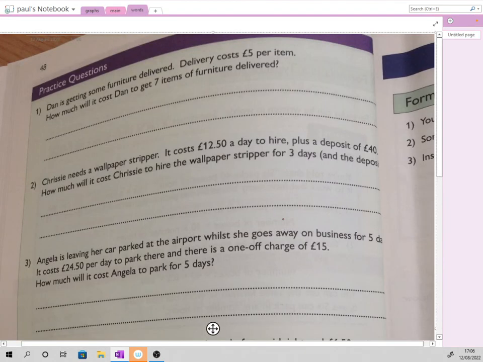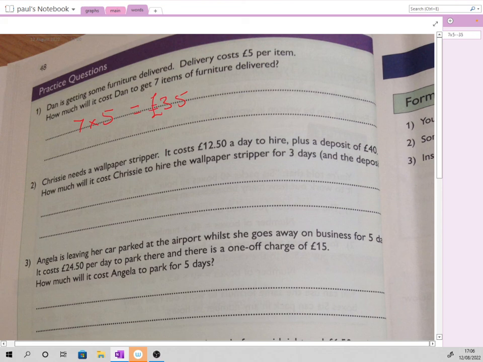And don't forget, as always with these, you can pause, have a go, see what I do, and then see if we all get the same thing. Dan is getting some furniture delivered. Delivery costs £5 an item. How much will it cost Dan to get 7 items of furniture delivered? Right, so you've got 7 items times £5 per item. So your formula is 7 times 5, which equals £35. Nice and straightforward, that one.